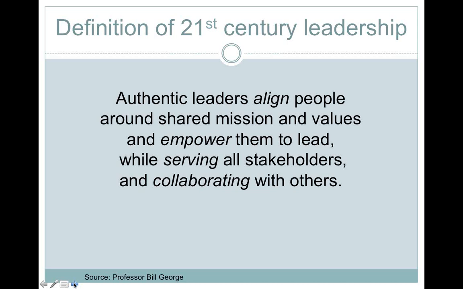That was all a part of, as noted, Howard believes in sharing the leadership, and then very importantly, while serving all stakeholders. In other words, he sees leadership as service.